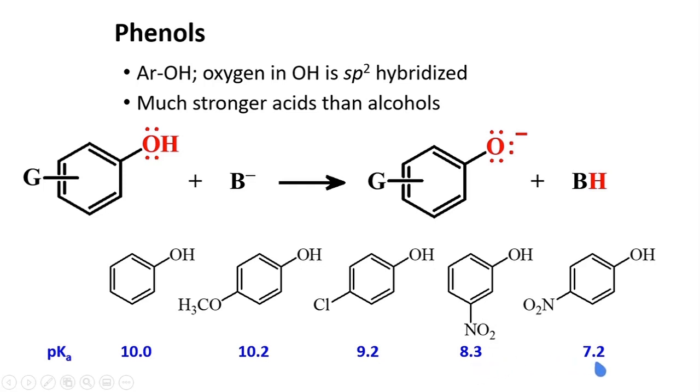The best effect will be a nitro group at the para position. It can readily form resonance structures. It has a resonance effect and also an inductive effect. And so this negative charge on oxygen can be distributed properly to several atoms. Thus, a pKa that is relatively lower and a compound that is more acidic.